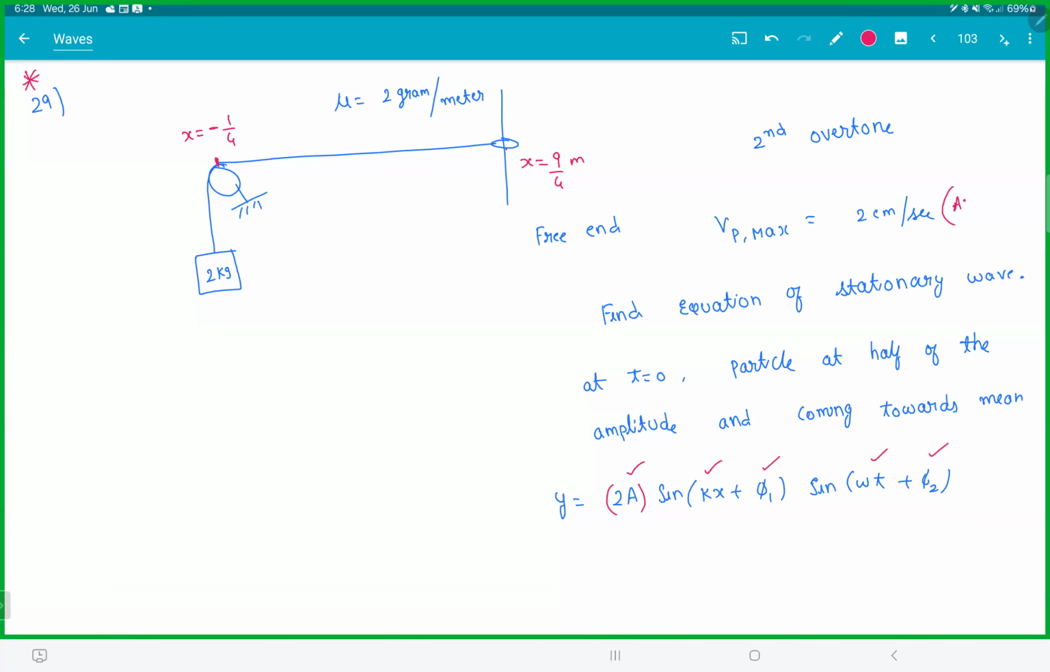So this is the antinode point. Generally, if you don't mention anything, that's what I will assume: the maximum speed of a particle on the string.